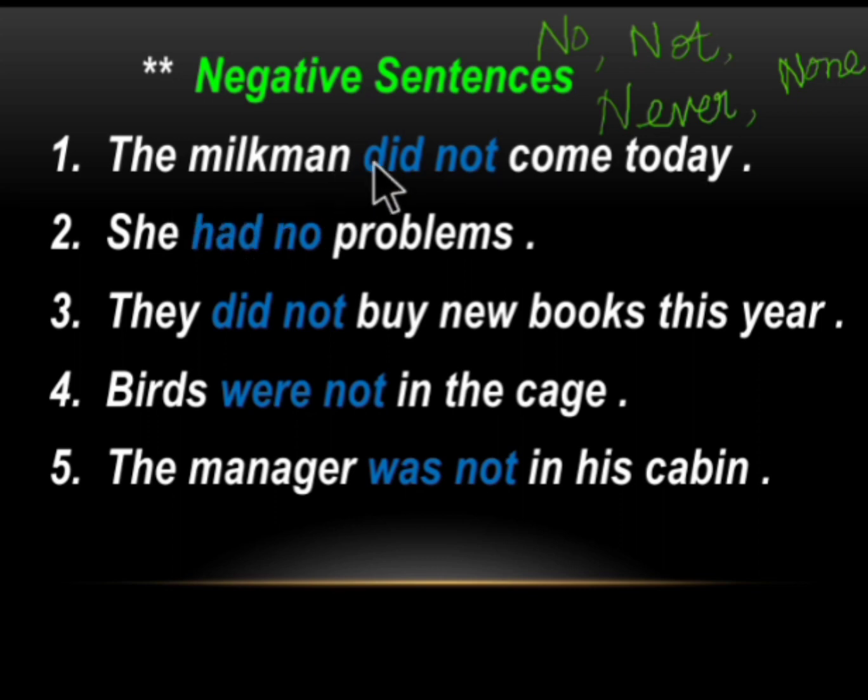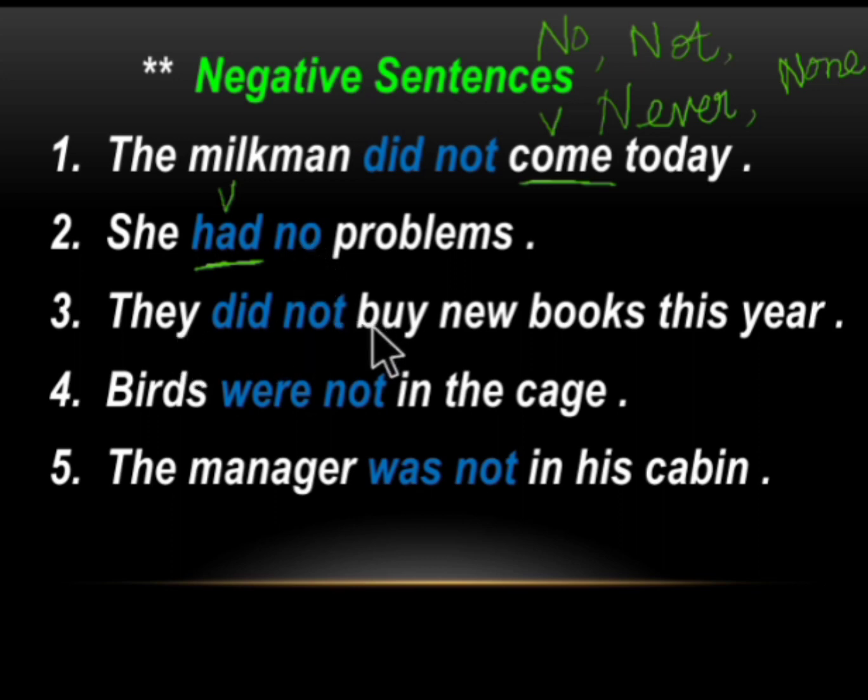The milkman did not come today. Here come is the main verb. Here did not come denotes the negative sense. The next sentence, she had no problems. Here had is the verb. It is in the state of possession. Had is the verb and no denotes the negative form.